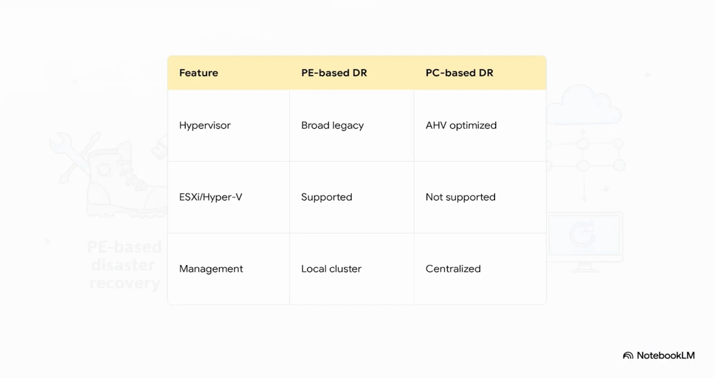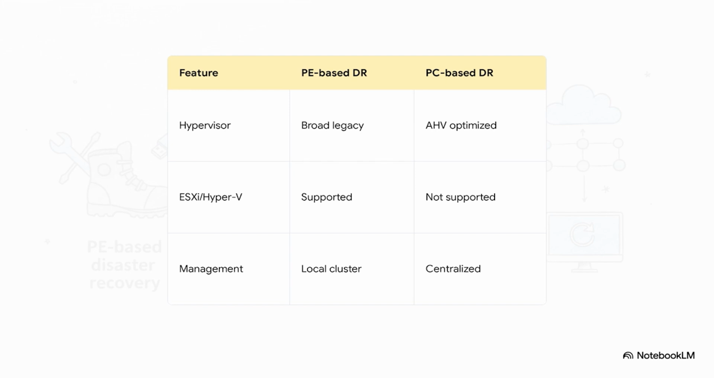This is where we see a major pivot. While PC-based DR is heavily optimized for AHV, it actually does not support live migration of guest VMs running on ESXi. So if you absolutely need metro availability between clusters running ESXi or Hyper-V hypervisors, you are required to use legacy PE-based DR. You'd set this up by signing directly into the Prism Element web console for that specific cluster and configuring metro availability protection domains.